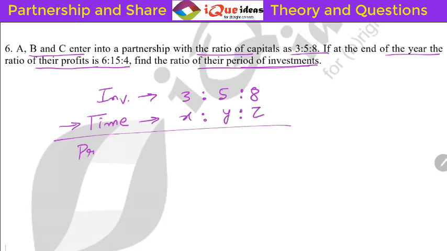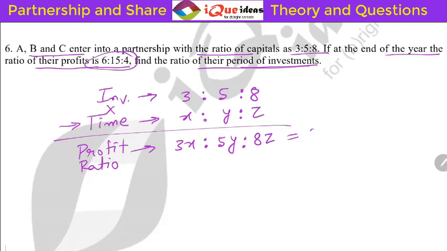And then profit ratio from here. How do we calculate profit ratio from here? It will be the multiplication of investment and time. So 3 into X, 3X, 5 into Y, 5Y, and 8 into Z, that is 8Z. This should be the ratio of profit. And the ratio of profit is already given, 6 is to 15 is to 4.